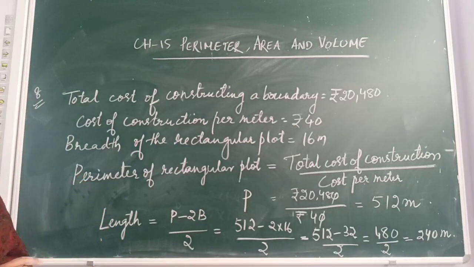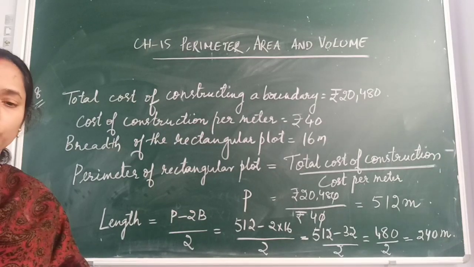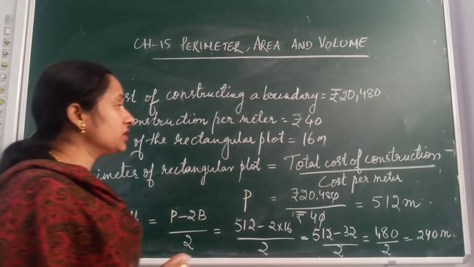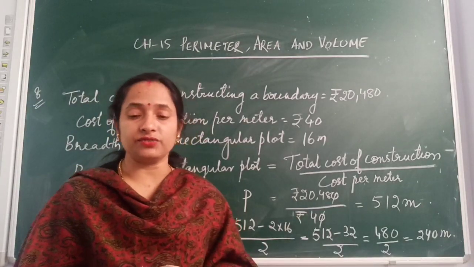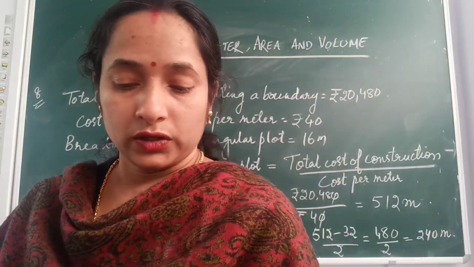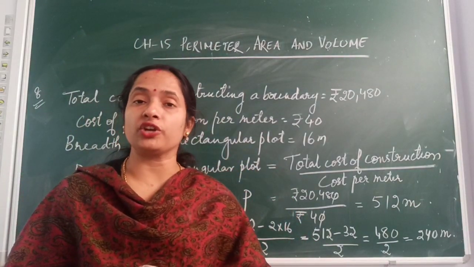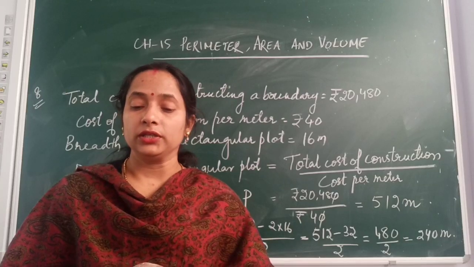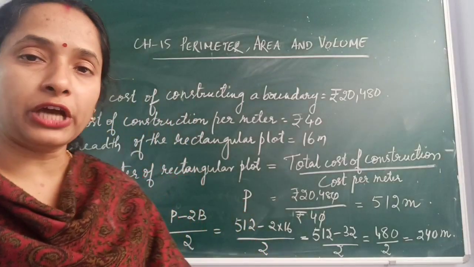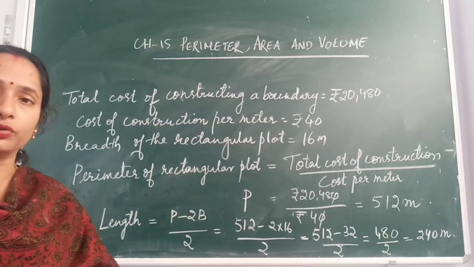Understood? This is the way you need to use the given formulae and try to find out the required quantities which are asked of you. So children, I have discussed all the questions of exercise 15A. So you try them. The sums which are not solved by me, you try them. And if you have any doubts, we will discuss in the online classes. Okay? Thank you.